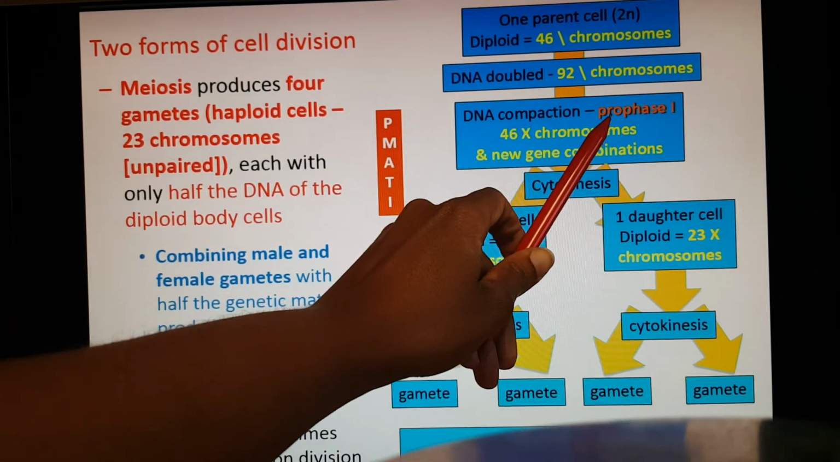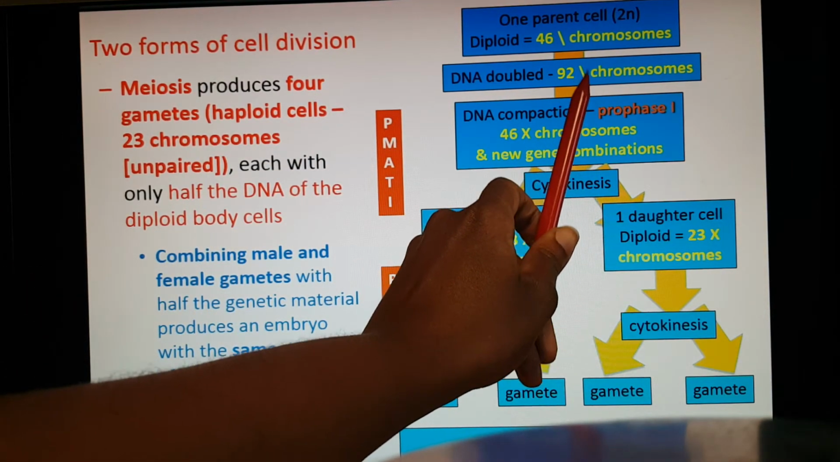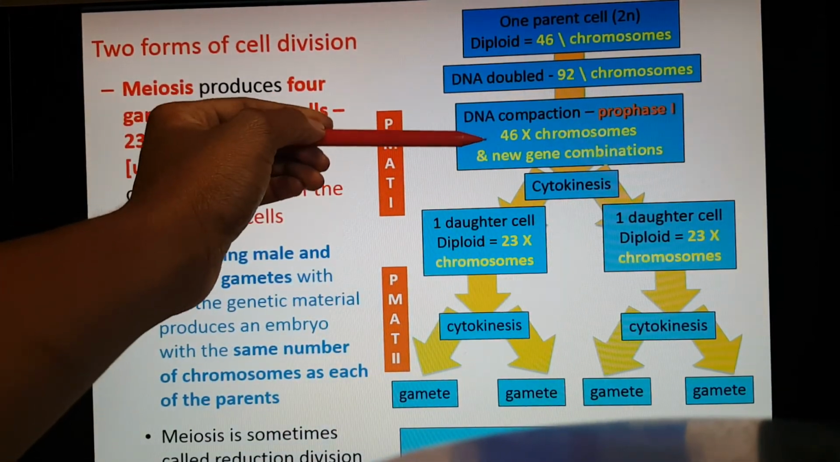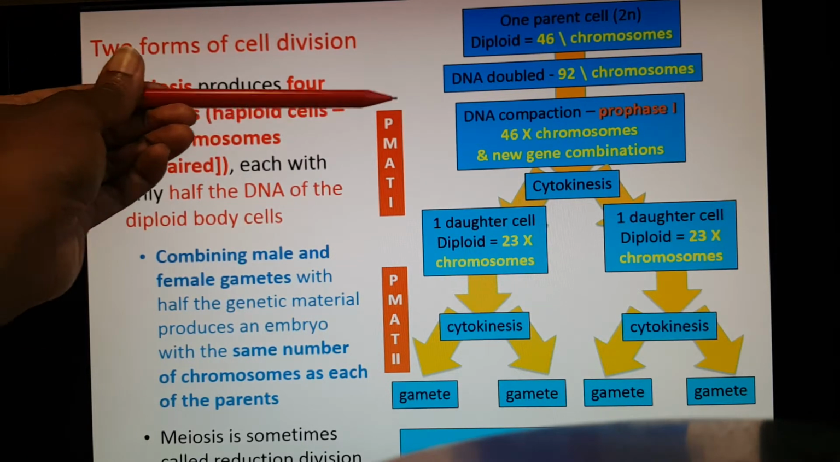So during prophase 1, these 92 single-stranded chromosomes will compact into 46 double-stranded chromosomes. And later I'll show you a picture where as these chromosomes line up with each other, they end up forming new gene combinations, and this is how you end up with gametes that are genetically different than your original parent cell.